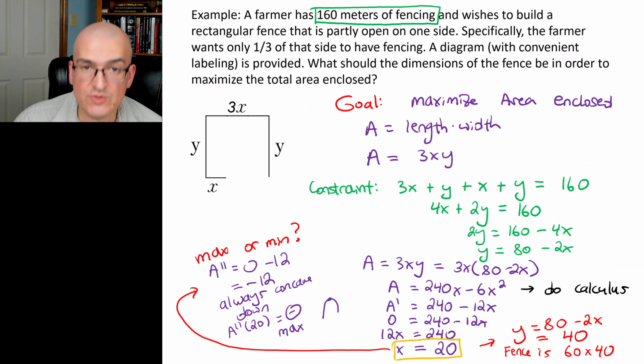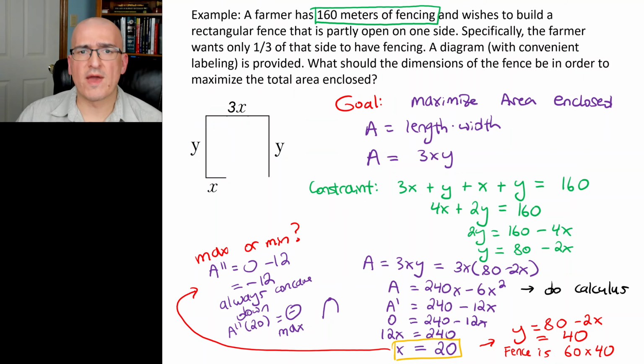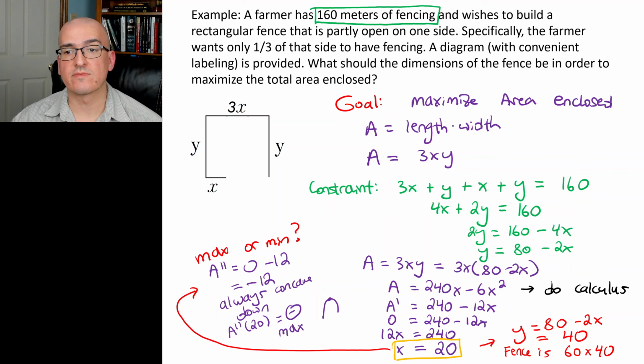Another thing you can do with these is experiment. You can say, okay, 60 times 40, 2,400 square meters. Can I do better than that? Can I mess with it a little bit, like change the x to 19 and figure out what y has to be? y has to be 80 minus 2 times 19, and then multiply those two numbers together and see if your answer is larger or smaller than 2,400. If this is really the maximum, then you shouldn't be able to beat that value as long as you don't violate the constraint that y is equal to 80 minus 2x.